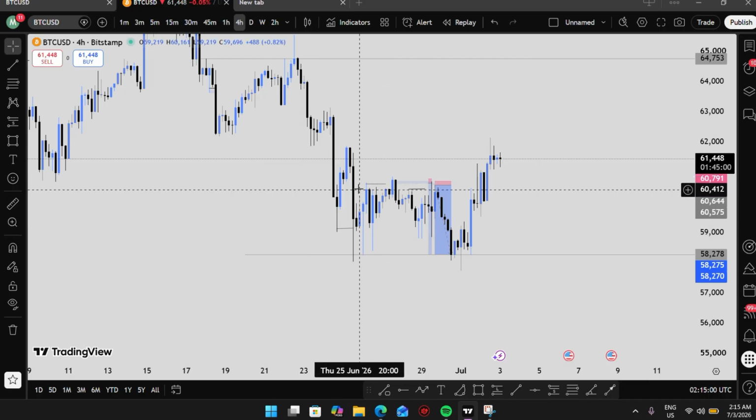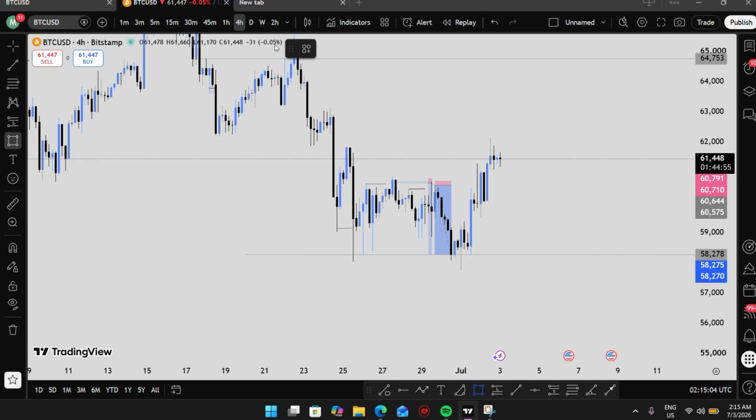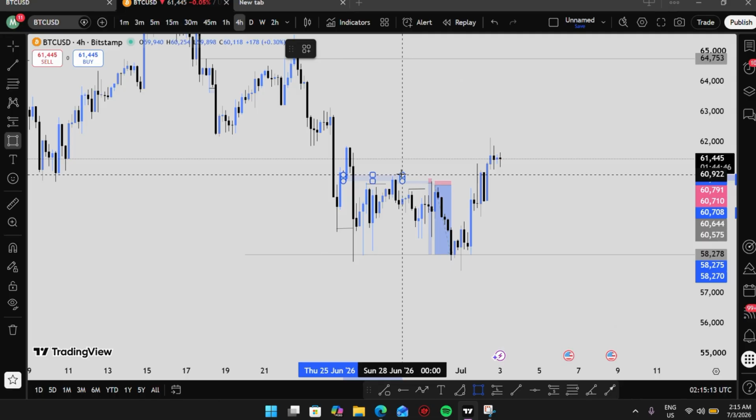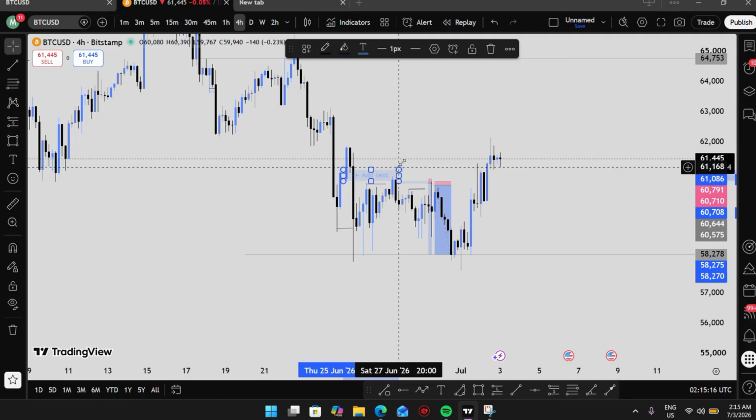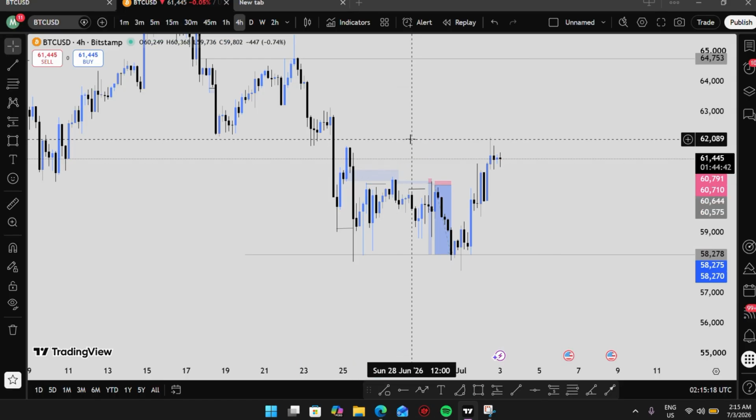So where's my point of interest here? I can see a breaker block here. And what's a breaker block? A breaker block is just a failed order block. So I don't just sell when I see a setup like that. I know the market is on a downtrend, but I don't sell aggressively. I wait for a confirmation.